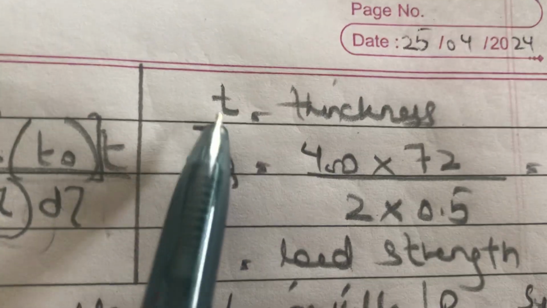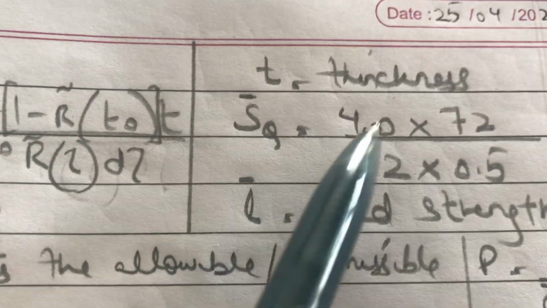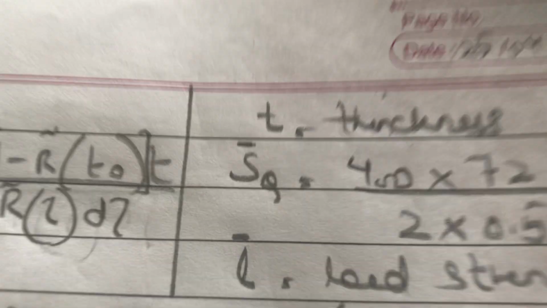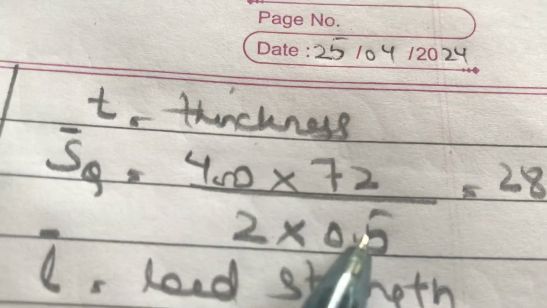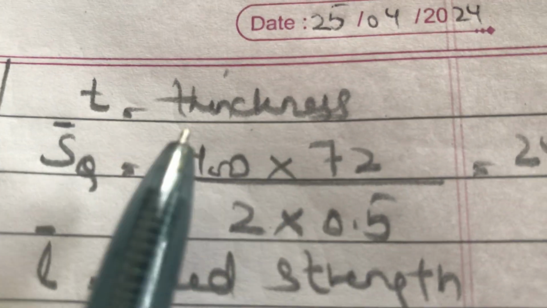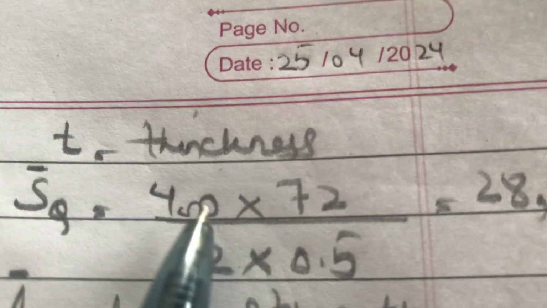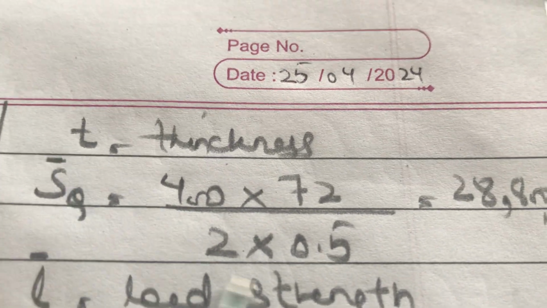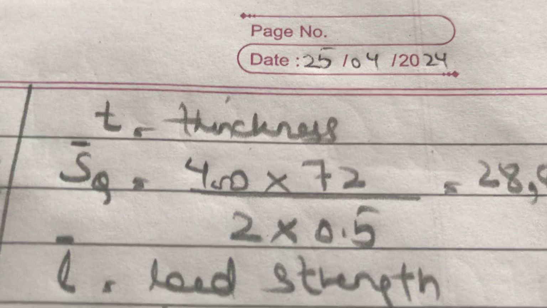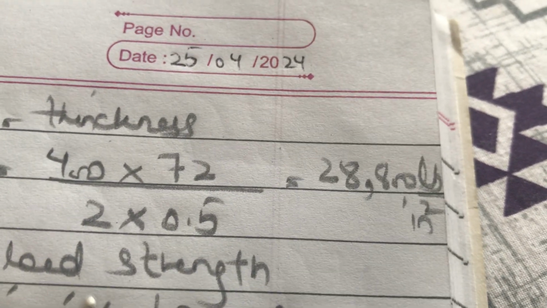Okay, and let's move on. T is the thickness. Now Sq was the average strength, and Sq can be easily found. We are given P pressure, that is 400, and 72 is the D diameter. Remember, the formula is P into D over 2T. So P is 400, D is 72, and 2 into T, where T is the thickness, is 0.5. So we got the average strength, that is 28,800 lb over inches square.